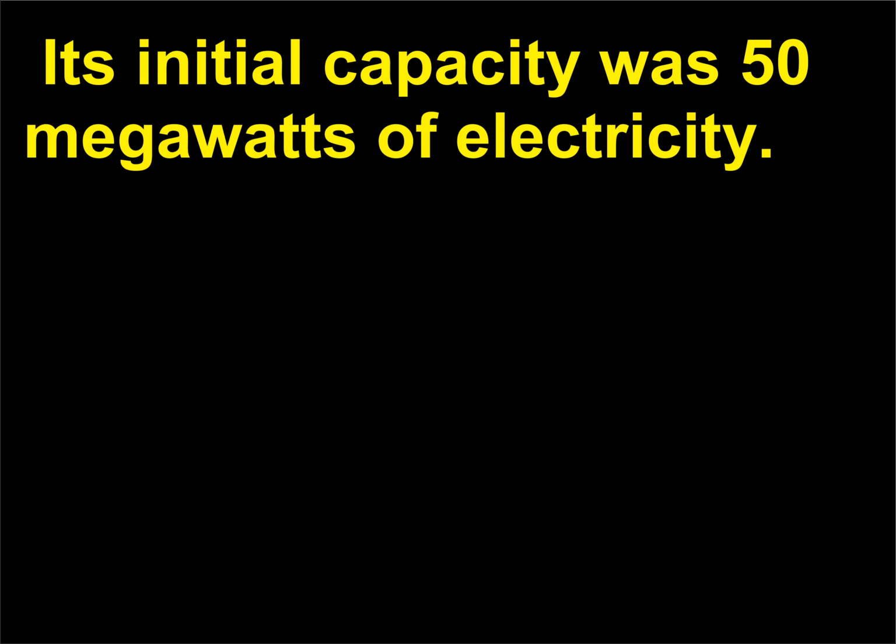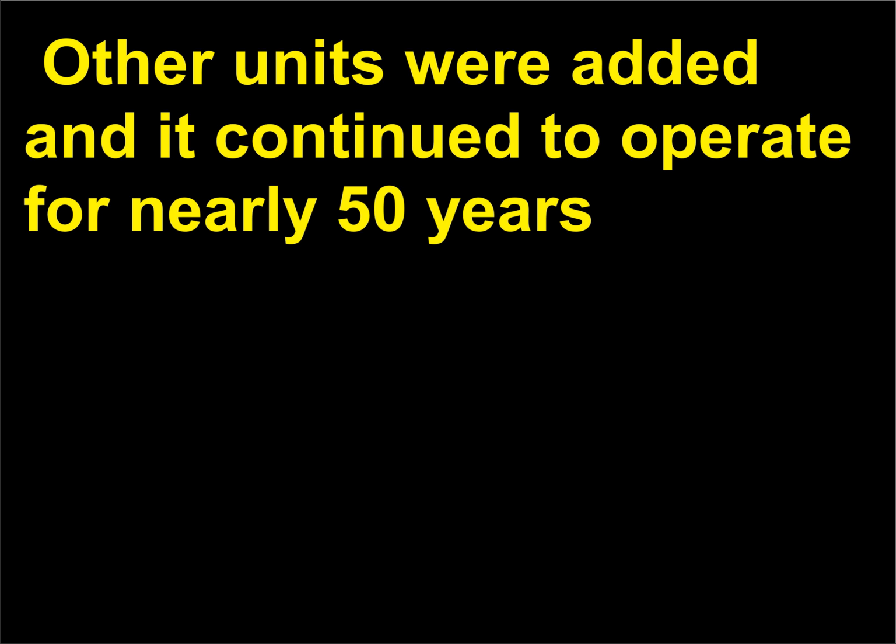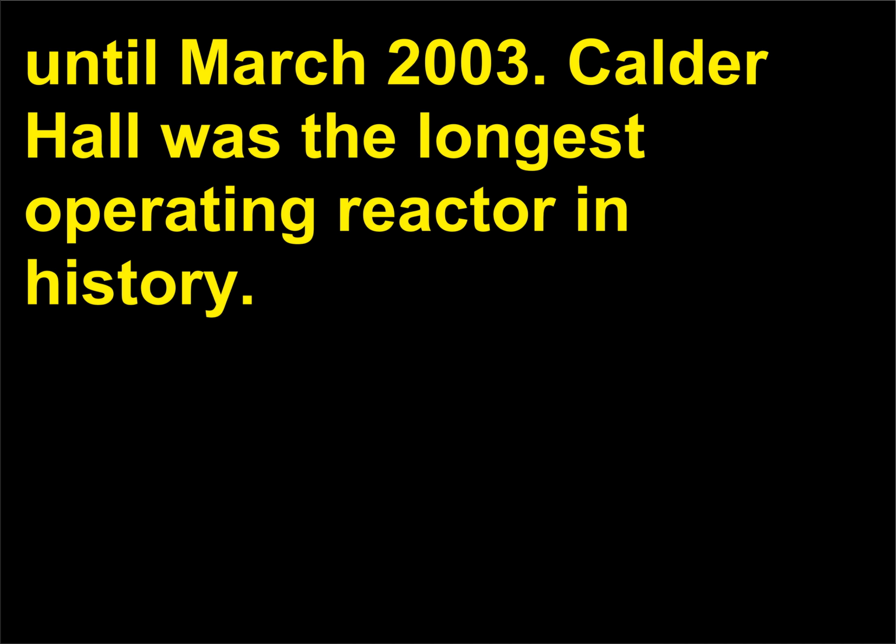Its initial capacity was 50 megawatts of electricity. Other units were added and it continued to operate for nearly 50 years. Until March 2003, Calder Hall was the longest operating reactor in history.